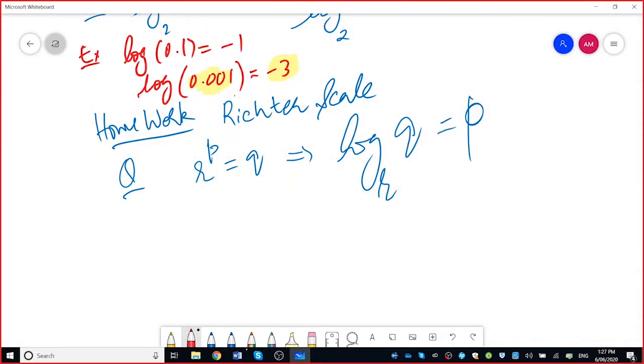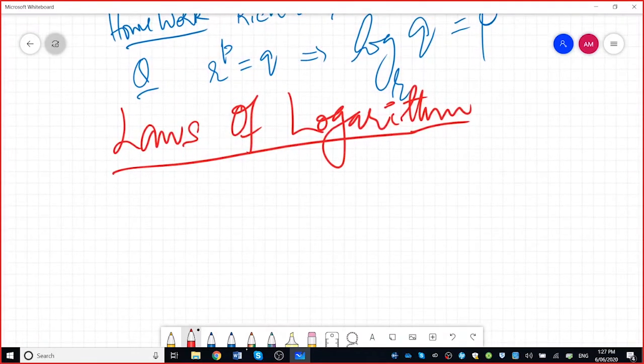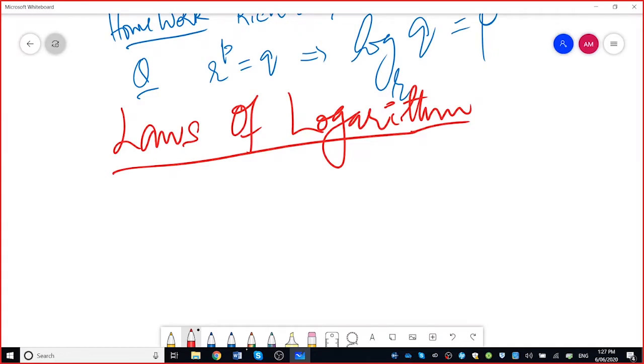So we now move to the next part, and that's the main part, the laws of logarithm. There are a few laws which you should remember. They can be proved, but first of all, we will try to write the laws, and then we will see.